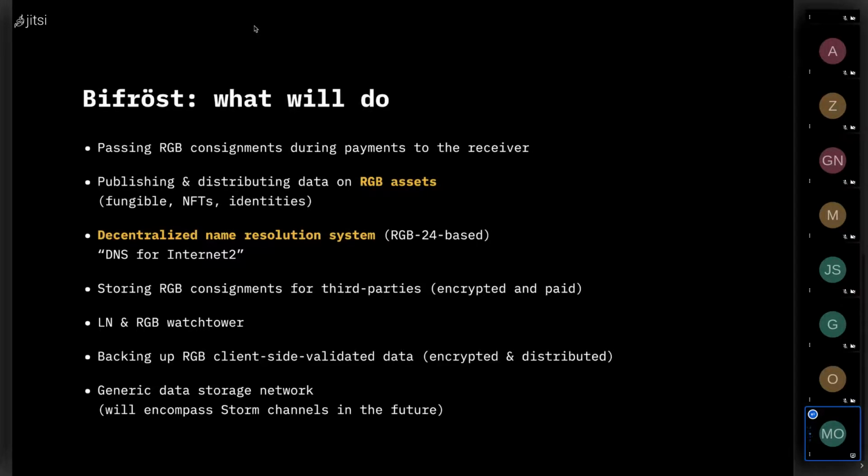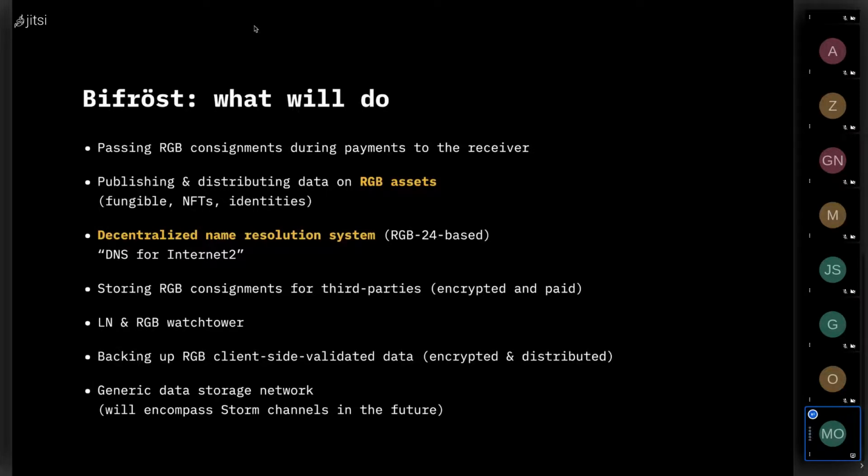So first of all, we can pass RGB consignments during payments to the receiver, because we need to send the client-side validated data. And this can work even for on-chain payments. So it's not needed only for Lightning payments. You can use Lightning Network infrastructure and functionality without opening channels, without doing Lightning payment, to deliver client-side validated data for on-chain payments or other forms of RGB operations. That's the first task. Directly from the payer to the receiver.